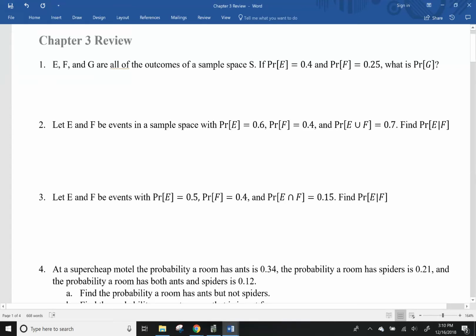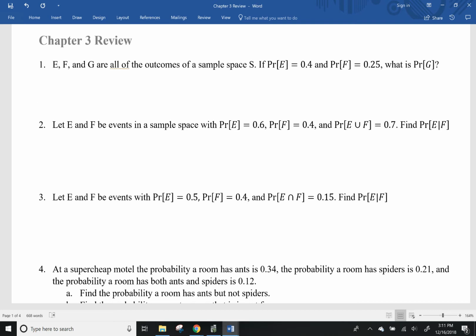Chapter 3 review. All right, so let's get into it. Number 1: E, F, and G are all of the outcomes of a sample space S. If the probability of E is 0.4 and the probability of F is 0.25, what is the probability of G?